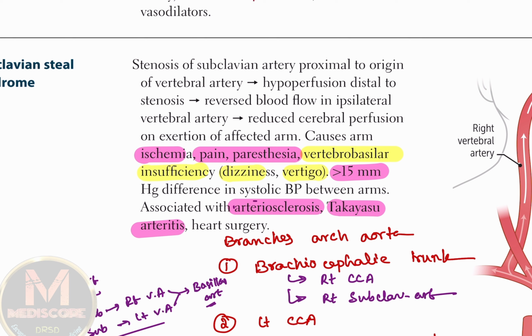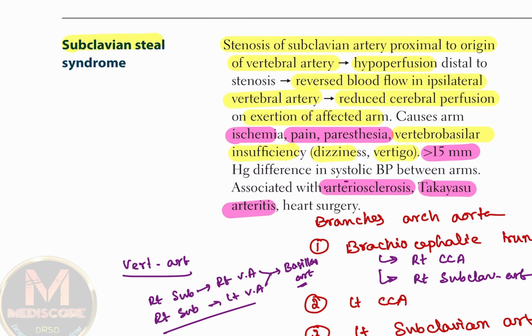Here you can appreciate stenosis of the subclavian artery proximal to the origin of the vertebral artery, which leads to hypoperfusion distal to the stenosis, so there is reverse blood flow in the ipsilateral vertebral artery, which in turn causes compromise of cerebral perfusion on exertion of the affected arm. This is subclavian artery steal syndrome.